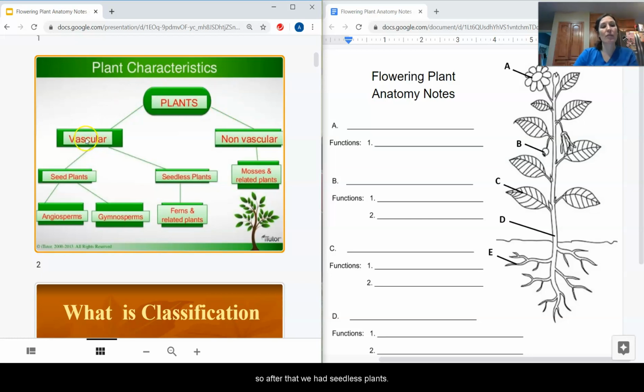All right, so after that, we had seedless plants. So all of your non-vascular plants are going to be seedless. So once vascular evolved, then you just had seedless plants that were growing tall. So this is going to be like your ferns, and they don't have any seeds. They usually have things like spores, kind of like fungi, that allow them to reproduce, but they're not going to drop seeds.